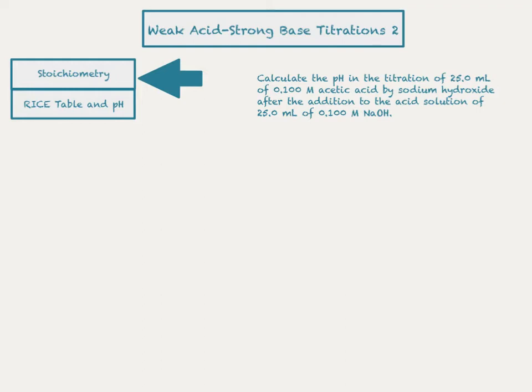Okay, so what we're going to look at first is what exactly we are putting in our beaker. We have 25 milliliters of 0.1 molar acetic acid, and we have 25 milliliters of 0.1 molar sodium hydroxide. So immediately I start to see that this is a slightly different scenario than our previous weak acid strong base video, because we'll have equal molar amounts to put into our RICE table.